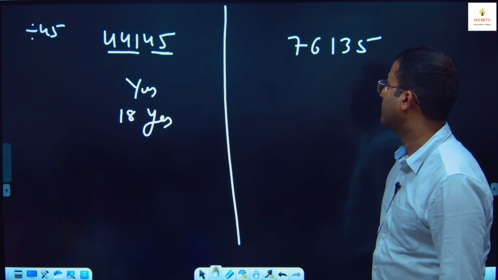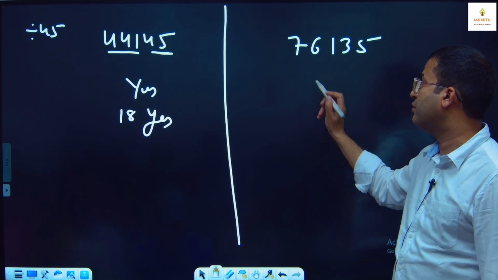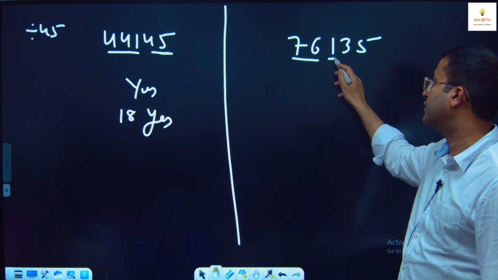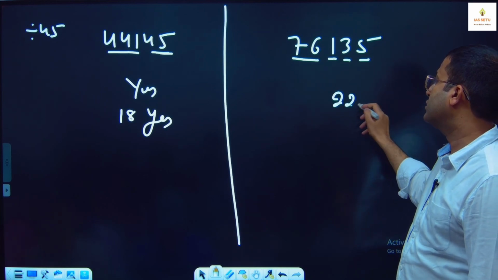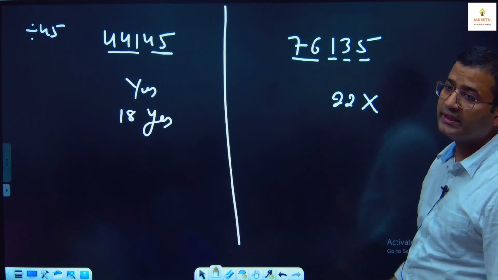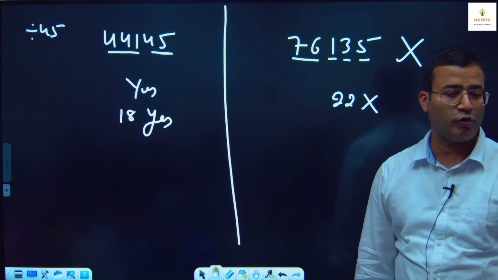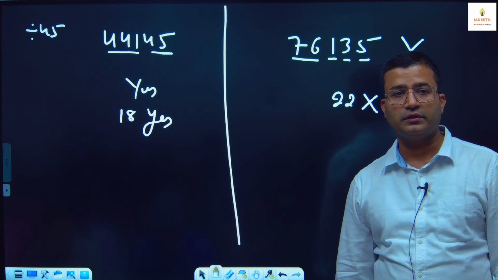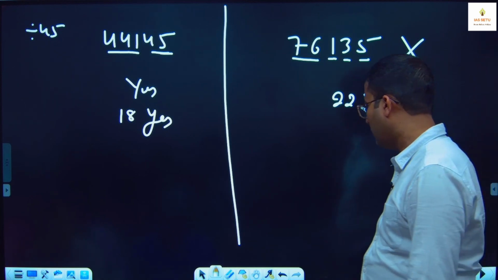76,135. It is divisible by 5, but 9 we have to check. 7 plus 6, 13, 14, 17, 22. It is not divisible by 9. Since it is not divisible by 9, this number is not divisible by 45. It was divisible by 5 but not by 9. You try.